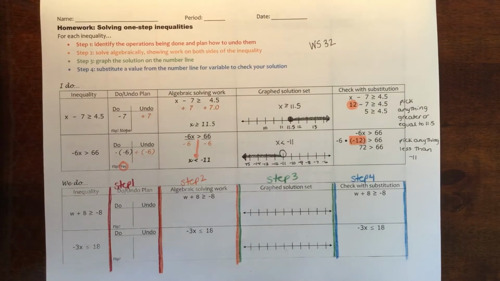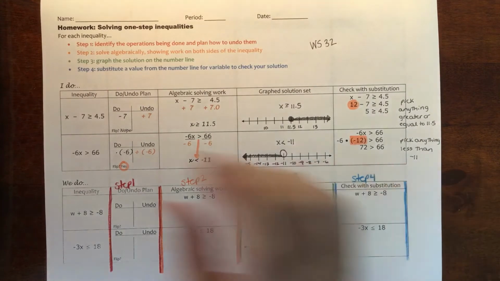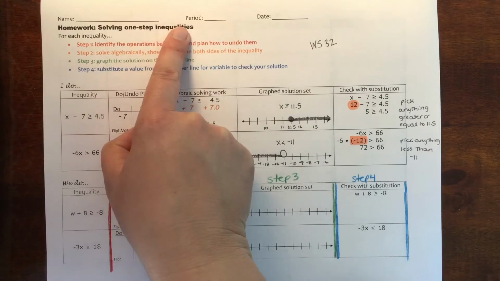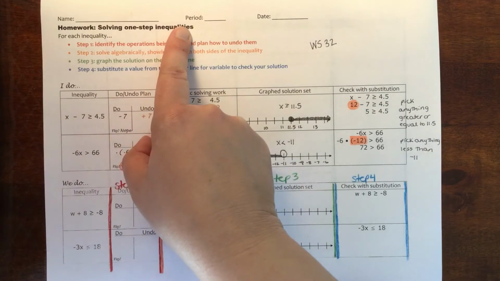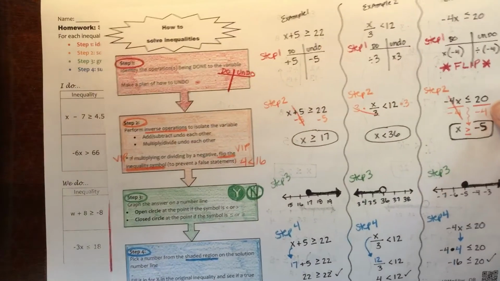This video is a head start for worksheet 32. On worksheet 32, you'll be solving one-step inequalities. For each inequality, we're going to show all the steps that were on the flow chart of the solving inequality notes. This paper right here.